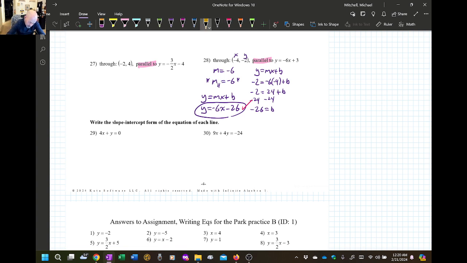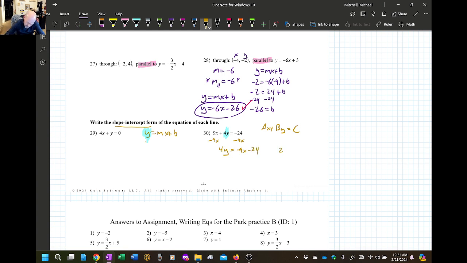Let's go gold. So we're given standard form here. This is ax plus by equals c. We want slope-intercept form. Y equals mx plus b. So we basically need to get the y alone. So I want to get the y alone. Minus 9x, minus 9x to each side. That leaves me 4y equals -9x minus 24.